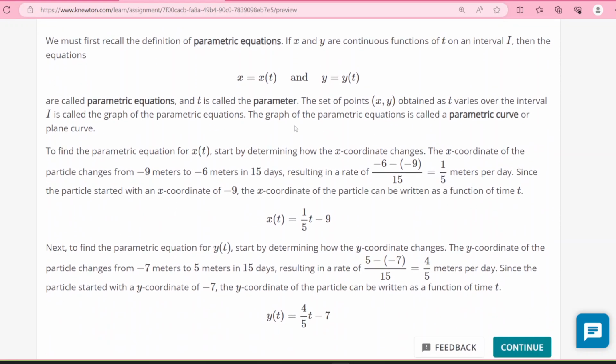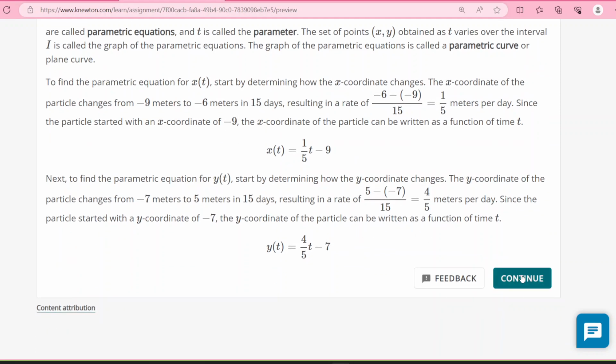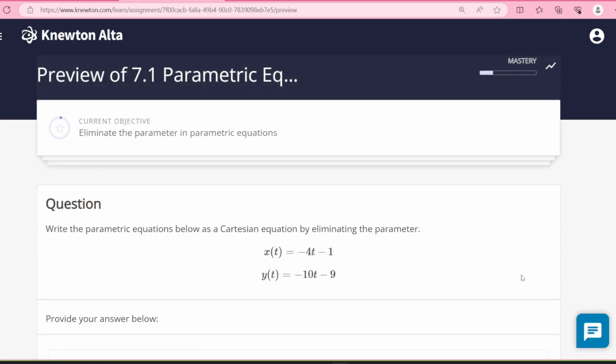Again, they explain all that, and they're talking about how, hey, when there are constant rates of change, that means you're on a linear function. Great. All right, so now we're asked to eliminate the parameter again. So remember, this is where you're given parametric equations and asked to write the Cartesian equation that matches that curve. So get rid of the parameter here. It's t again.